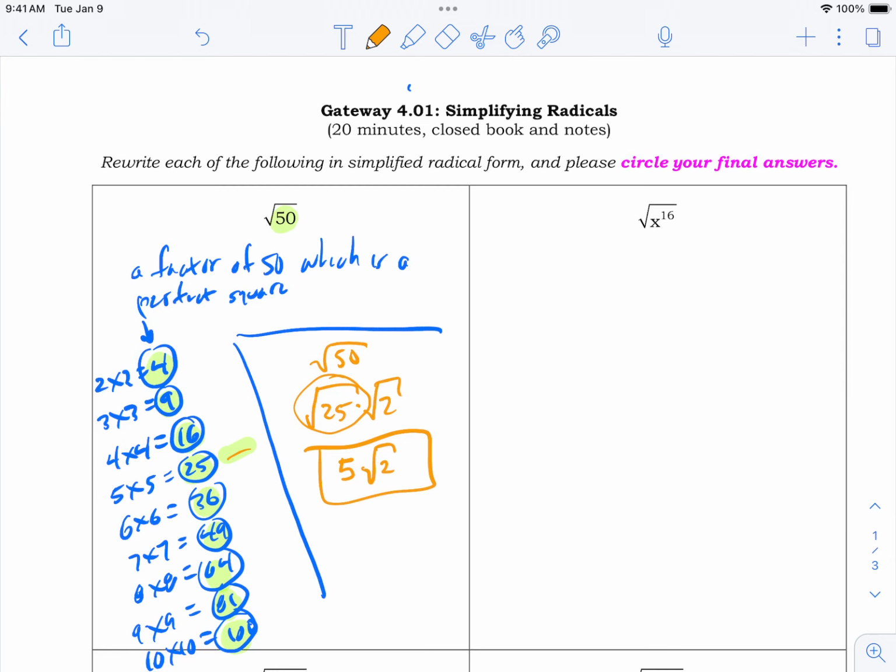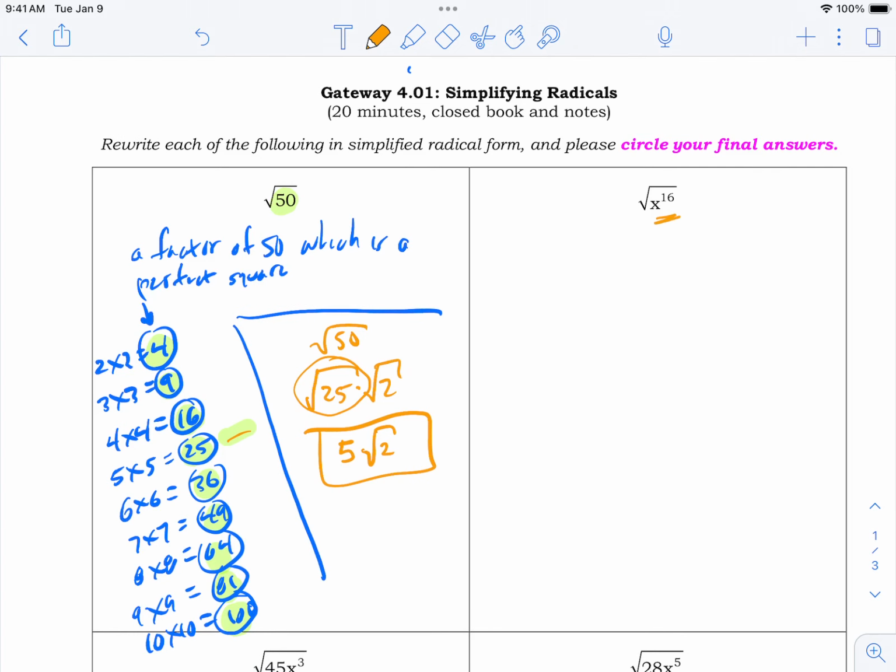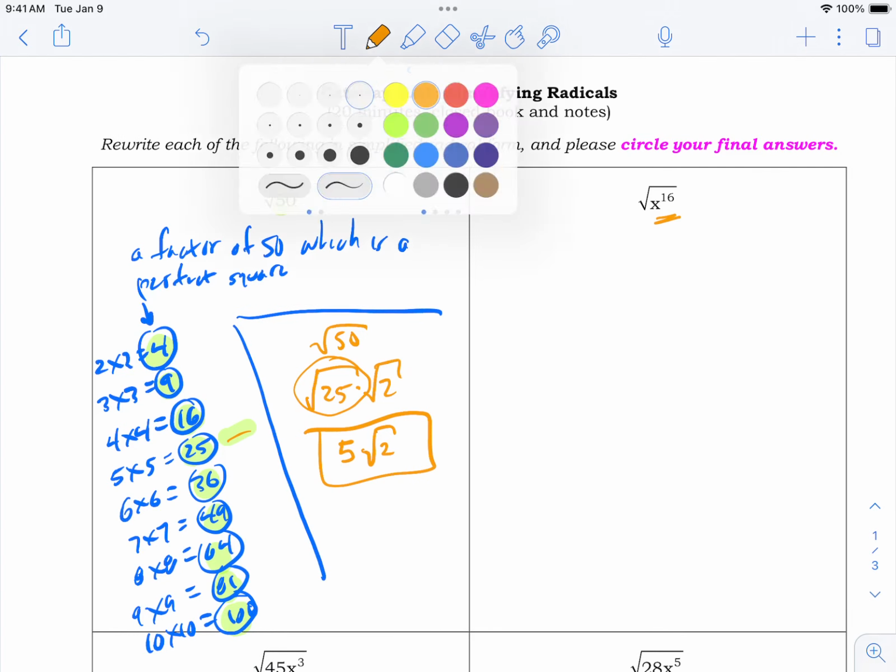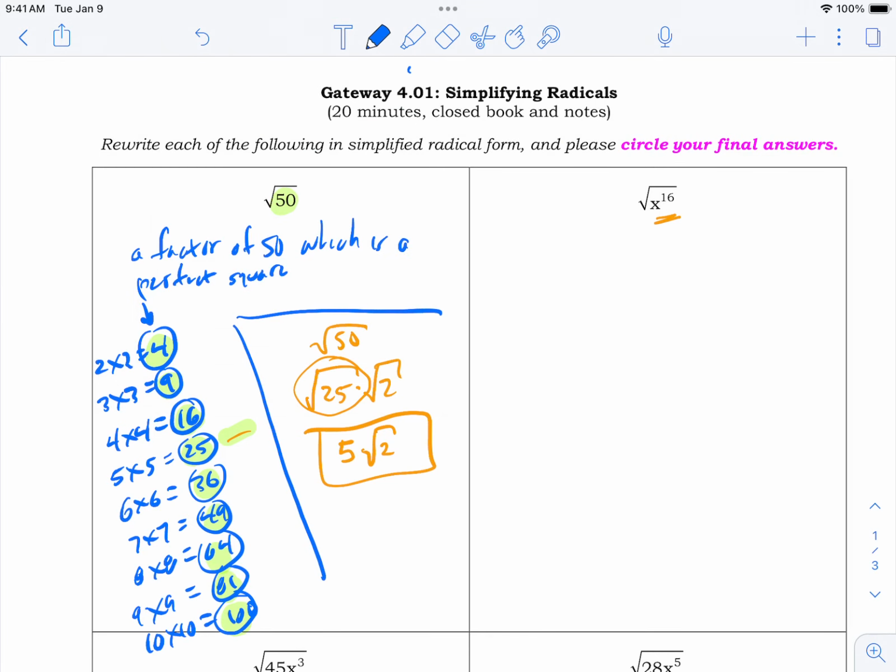Now when it comes to x's, careful here, you're not going to take the square root of the 16. The 16 is different. The 16 is an exponent. What you're going to do instead, the shortcut, is just cut the 16 in half. This is x to the 8th. So divide the exponent by 2.